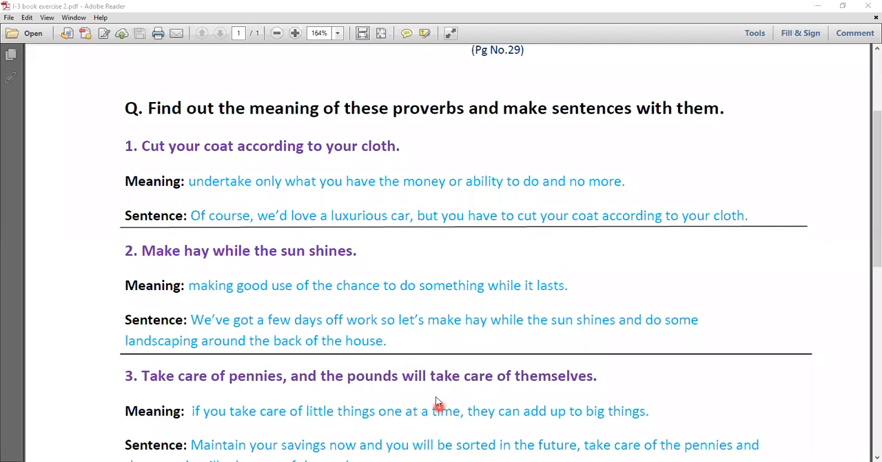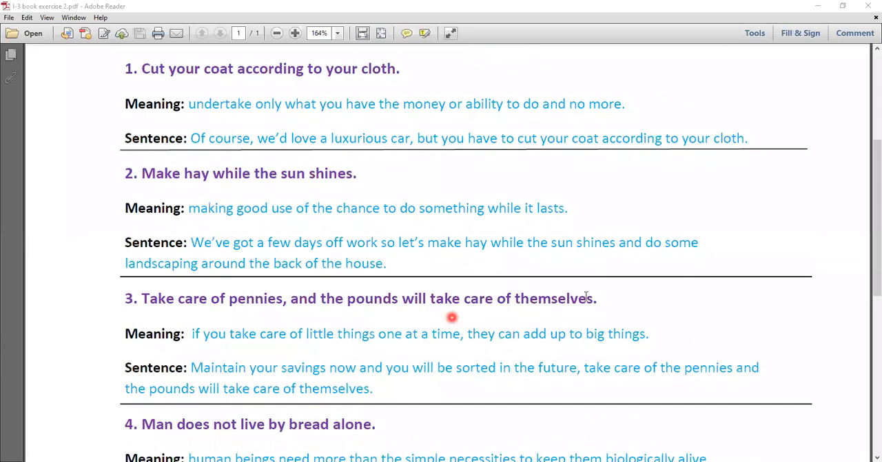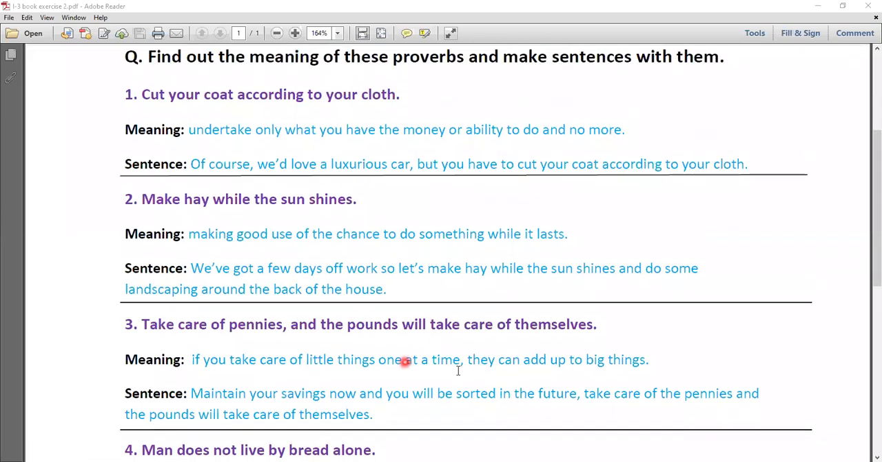Okay, number 3 is: take care of the pennies and the pounds will take care of themselves. It is a proverb. The meaning of it: if you take care of little things one at a time, they can add up to a big thing. अगर आप छोटी छोटी चीजों को संभाल कर रखोगे तो थोड़े ही दिनों बाद में वो चीज सेफ भी रहेगी और मे बी उसमें कुछ little thing और भी ऐड हो सकती है.